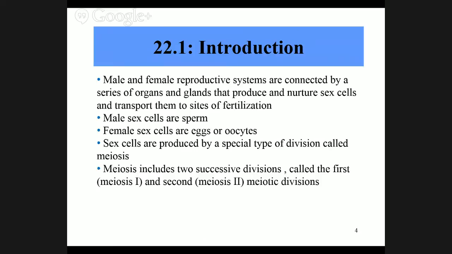Sex cells have one set of genetic instructions carried on 23 chromosomes, compared to 2 sets of 46 chromosomes in other body cells. When sex cells join in fertilization, the amount of genetic information held in 46 chromosomes is restored. And the sperm and oocytes are produced by a special type of cell division called meiosis. Meiosis includes 2 successive divisions called the first and second meiotic divisions.